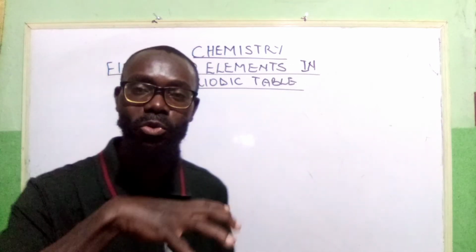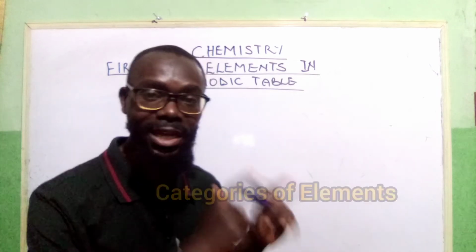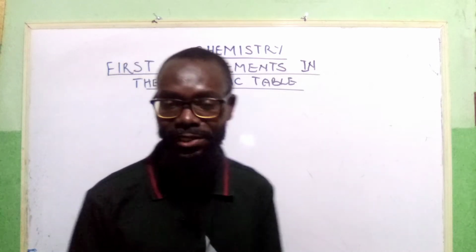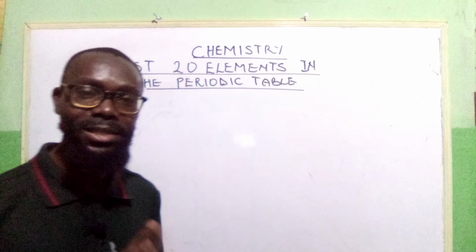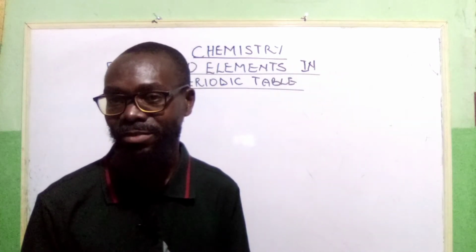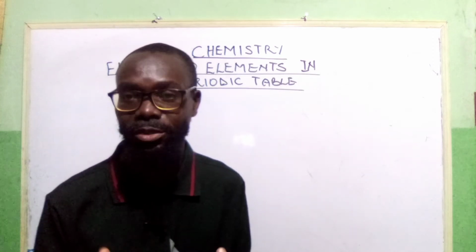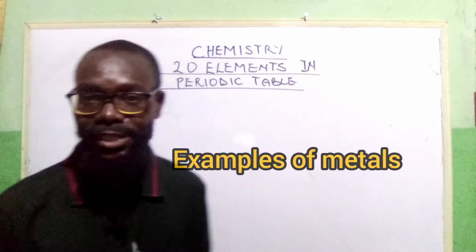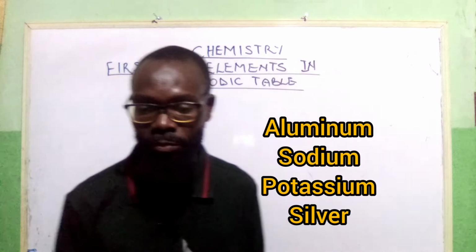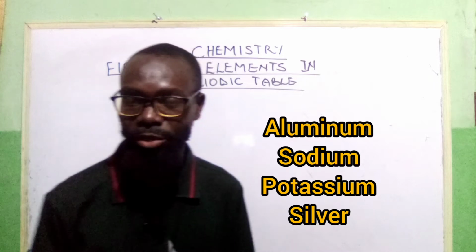So in the periodic table, elements are divided into two categories. We have the metals and the non-metals. The metals are those elements that are good conductors of heat and electricity, and majorly they are solid in nature, except one, which is mercury. Examples of metals are aluminum, sodium, potassium, silver, and so on.